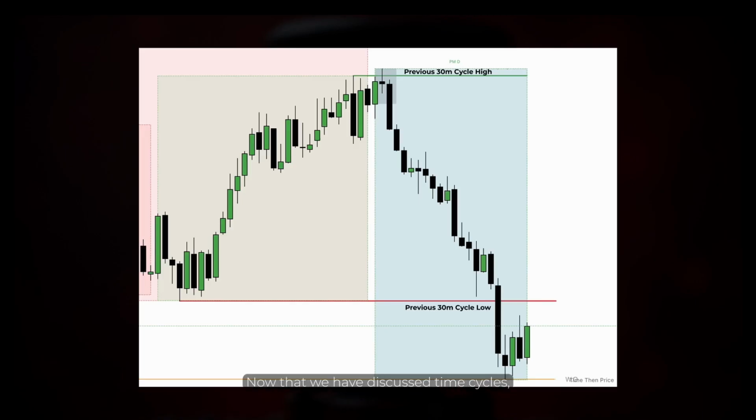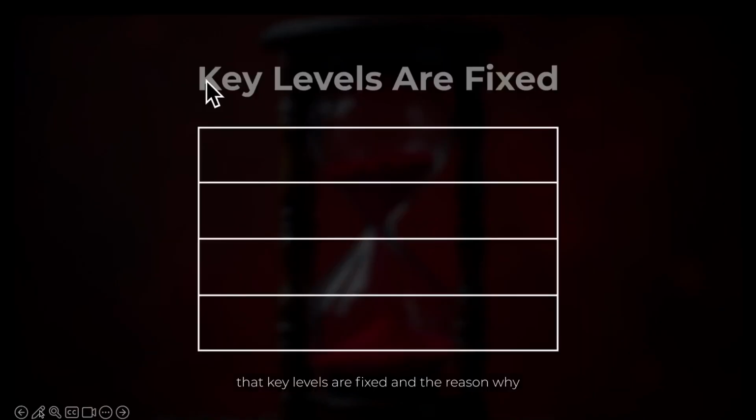Now that we have discussed time cycles, we're going to be discussing key levels. When it comes to key levels, you must note that key levels are fixed. And the reason why I'm mentioning this is due to the following. The reason why I'm mentioning this is because key levels are fixed levels, whereas the time cycles, their highs and lows, are dynamic. The time cycles, their highs and lows change, meaning their price goes up and down. However, when it comes to these key levels, they remain the same regardless of what price did in the past, or regardless of what new time cycle is opening.